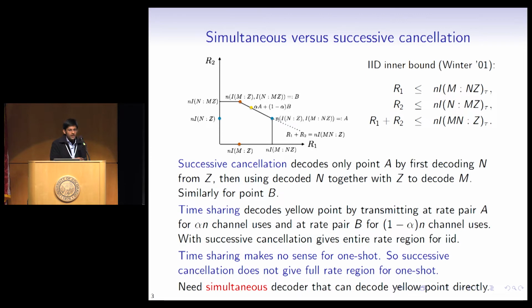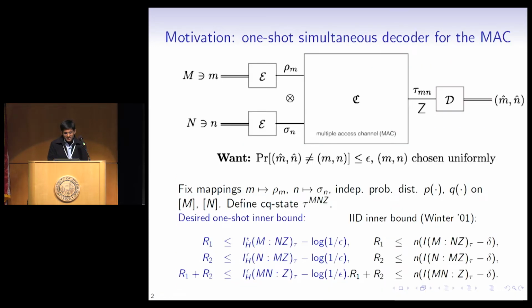Now what took a long way in generalizing the IID result to the one-shot result is that in the one-shot scenario, we do not have time sharing, because the value of n is equal to 1; we are allowed to use the channel only once. So hence we need what is called a simultaneous decoder.